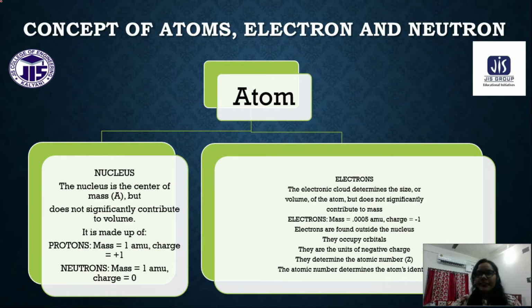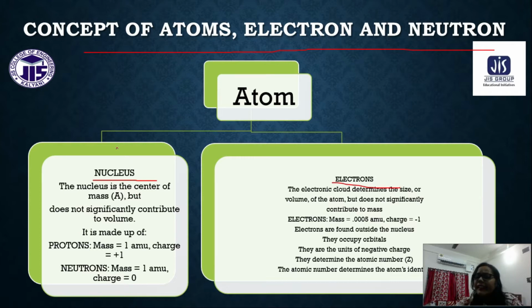Next, what is an atom and what are the constituents of atoms? Already you have read it. This is the basics of chemistry. For any compounds, any elements, first of all we should have the idea of the atom, right? So atoms generally have two parts. One is the nucleus, one is the electrons.